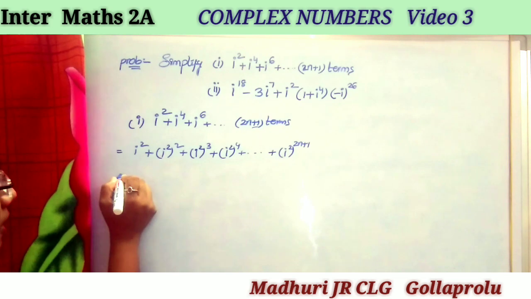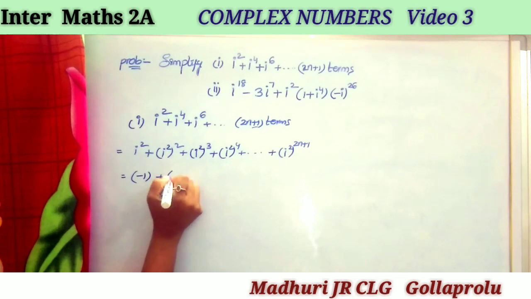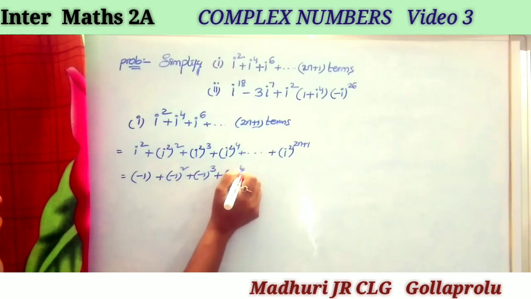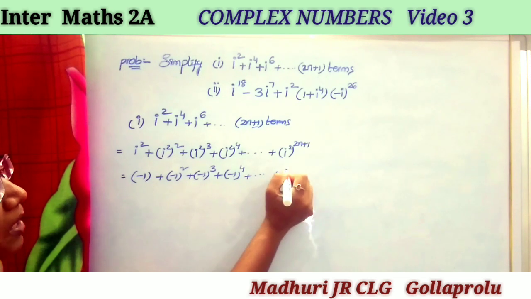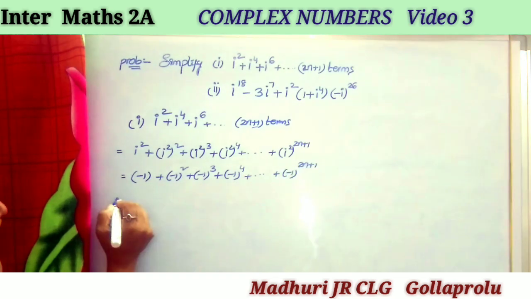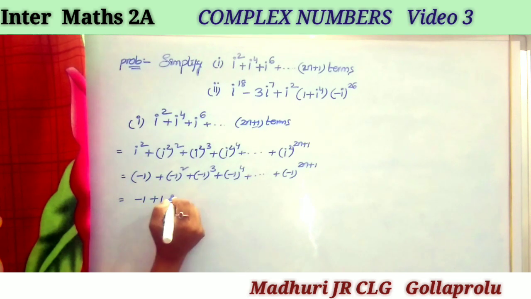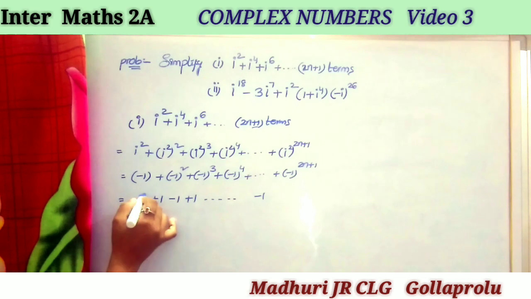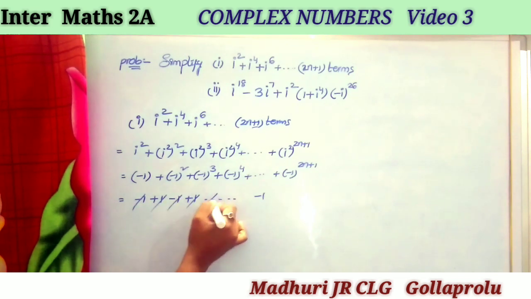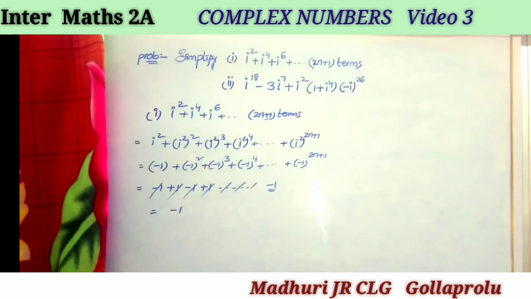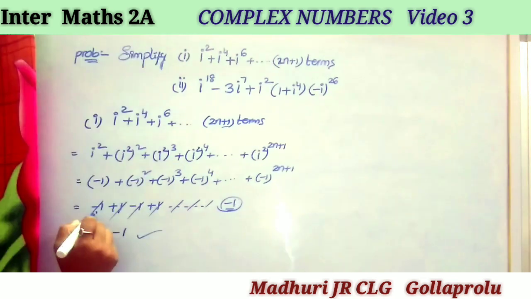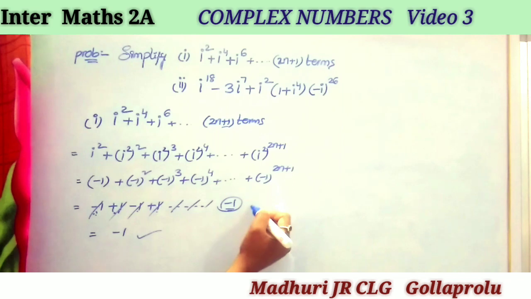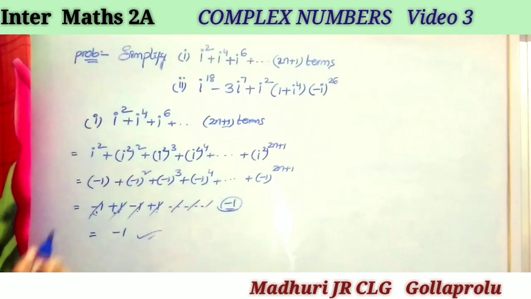But what is the i square value? i square is equal to minus 1. So this is minus 1 plus minus 1 whole square plus minus 1 whole cube plus minus 1 whole power 4 and so on, plus minus 1 whole power 2n plus 1. Now this is minus 1 plus 1 minus 1 plus 1 and so on, last value minus 1. Here minus 1 plus 1 gets cancelled, and so on, and the remaining value is only minus 1. There is no plus 1 to cancel the last number, so the answer is equal to minus 1.